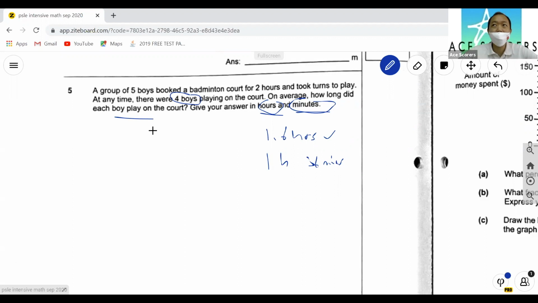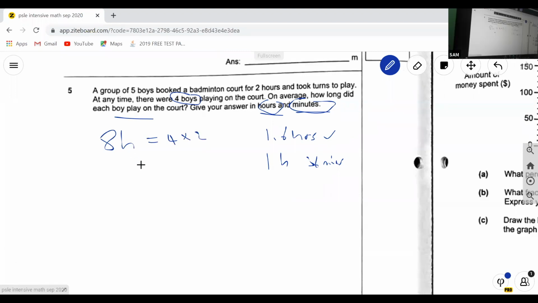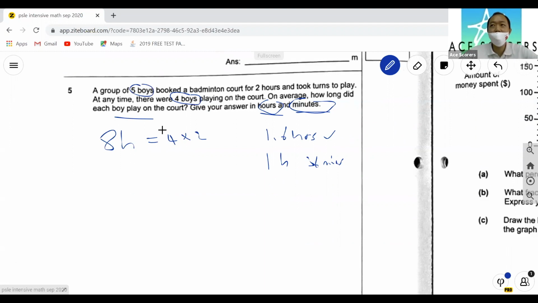Total number of play time possible is 8 hours. How come 8 hours? Because 4 times 2. So it doesn't matter how many boys you bring to the badminton court, the total number of play time available is just 8 hours. It doesn't matter how you divide the court, the boys can only play for 8 hours.